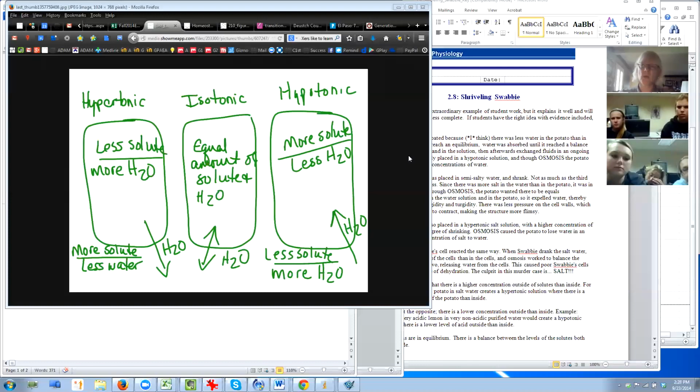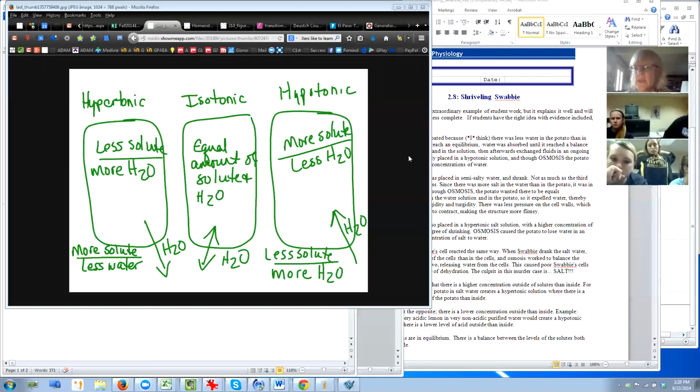What is isotonic? Water's still moving because all those little molecules are still bumping into each other, but it's equal in value on each side of the membrane. So the same number of molecules go out as come in. So you have a net effect of 0, but there's still water moving through. Okay, how about hypotonic? There's more outside than inside, so water moves in. And this is what you're going to find with your potatoes.